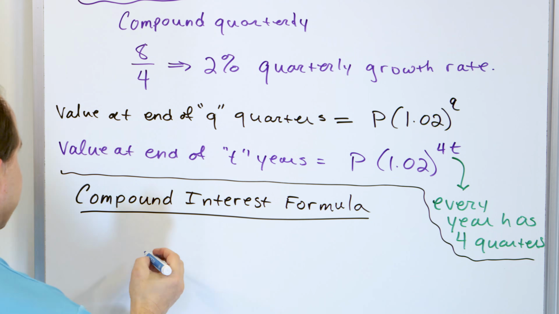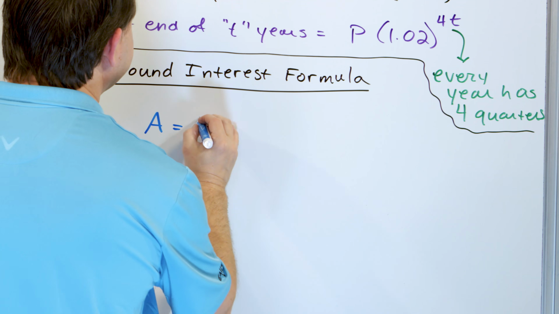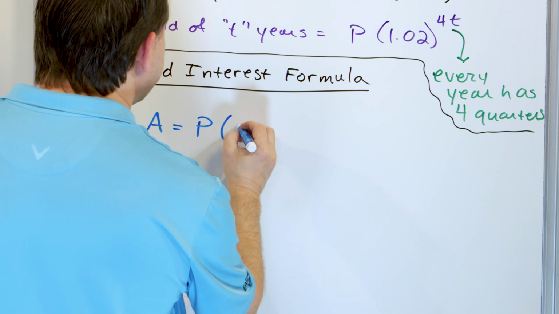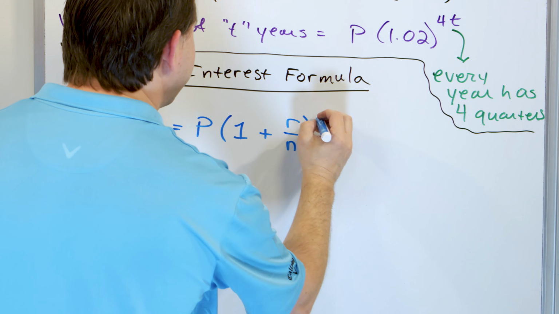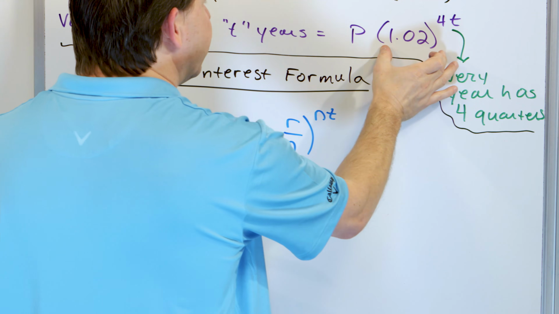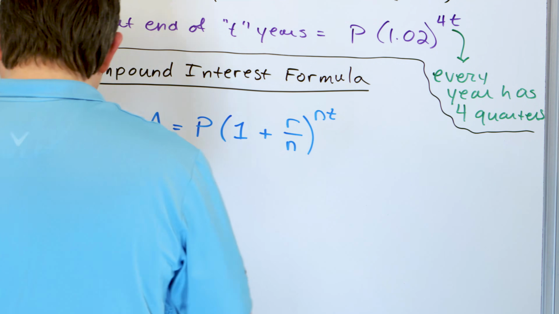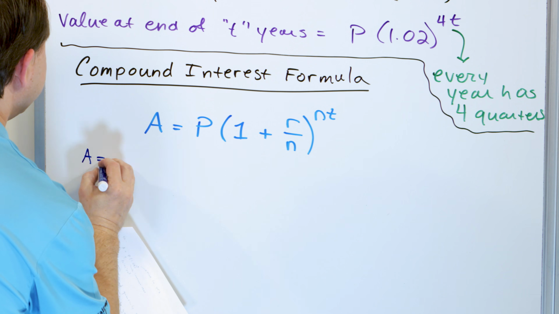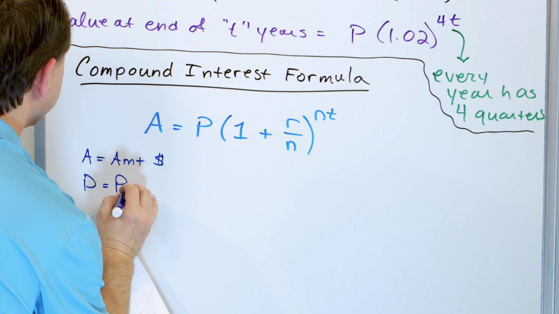The compound interest formula goes like this. The value of money that you have at some point in the future is equal to the principal, which is how much money I put in to begin with, times a number, 1 plus r over n raised to the power of n times t. Look at how this thing compares with something like this. The 1 plus r over n is what's happening here. Let me write a few more things down here. Okay, the A is the amount of money that I have. The P is the principal.